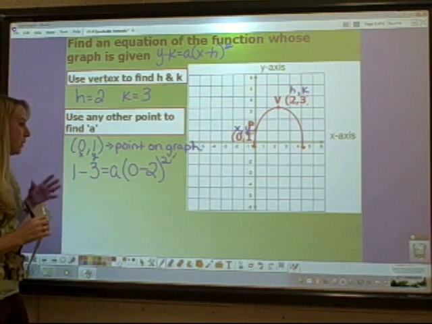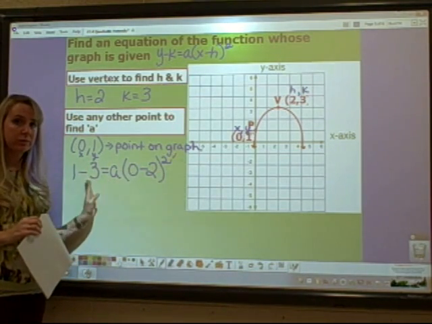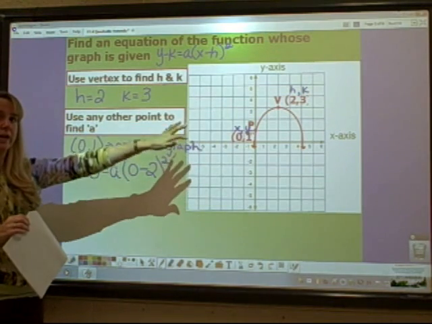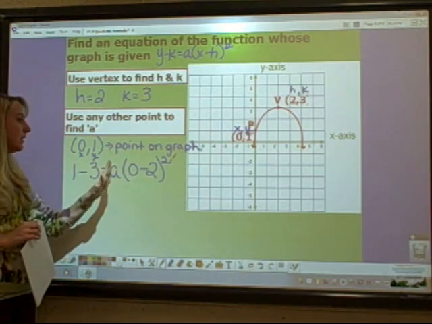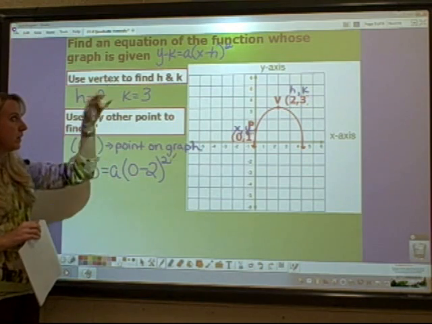So everything is filled in. All variables are filled in based off of that graph. Our h, our k, our x, and our y. Now we can find a. So we can write it in standard form.